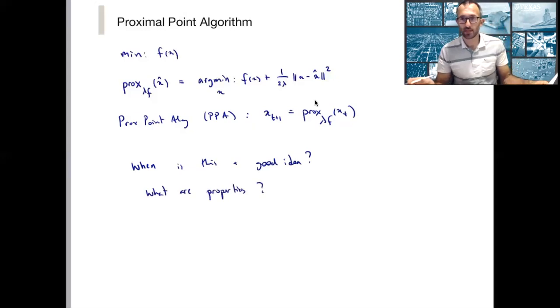So when is this a good idea? The reason that's a natural question is that even going from x t to x t plus 1, it looks like it involves a problem that's certainly related and therefore potentially as hard as solving my original optimization problem. I need to minimize f of x plus a quadratic. So generally, this isn't going to be something that's easier. And aside from that, a basic property we could ask is, is this even guaranteed to converge?